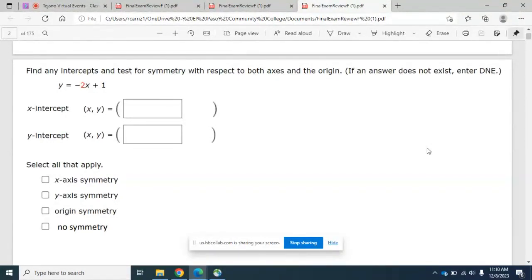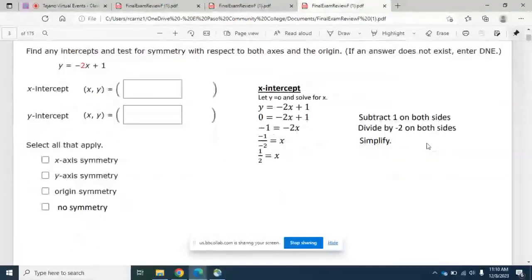Okay, so we have this equation y is equal to minus 2x plus 1. So it's nice, it has it already in our slope-intercept form. So for us to find the intercepts, we need to set one of them equal to 0. So if we start to find our x-intercept, well, we'll set y equal to 0. Okay, so let's go ahead and do that first. To find my x-intercept, I'm going to set y equal to 0.